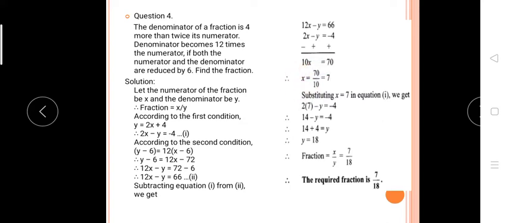Therefore, we got the value of x as 7. So what is x? x is our numerator of the fraction. Now after getting the value of x, you have to substitute this value in the equation. You will get the value of y.